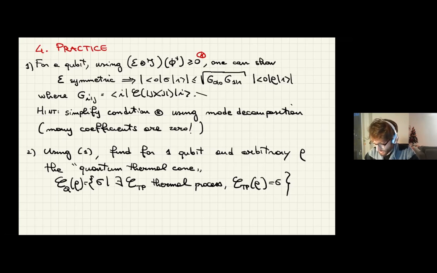And then if you use this condition here, you can in fact completely solve the problem of what transformations can happen under thermal processes for a single qubit. Using this condition here, you get all of the conditions that you need for coherence, and you get a complete set of conditions. So this is not very easy, but for those of you that are maybe a bit more expert already, if you would like to do it, it's an interesting problem.